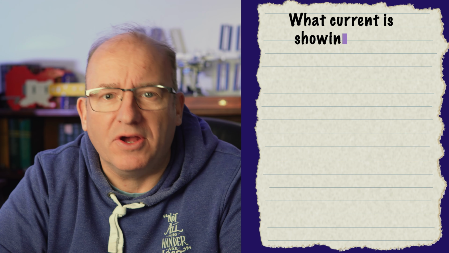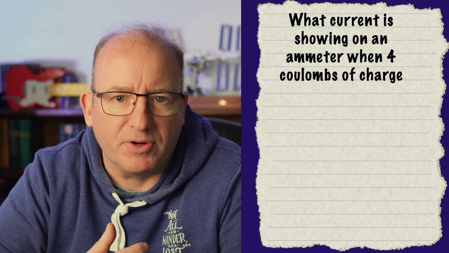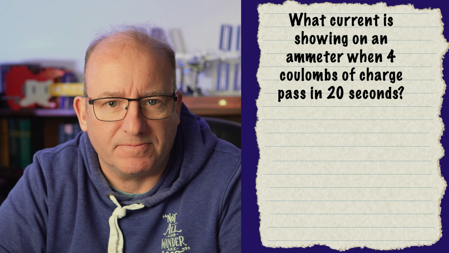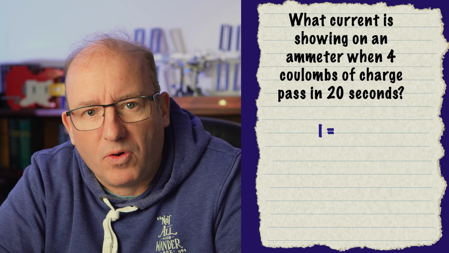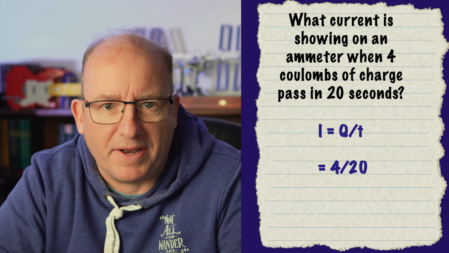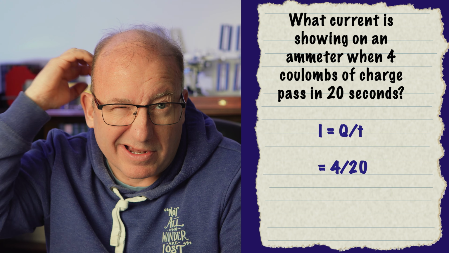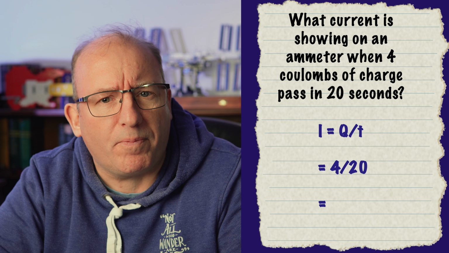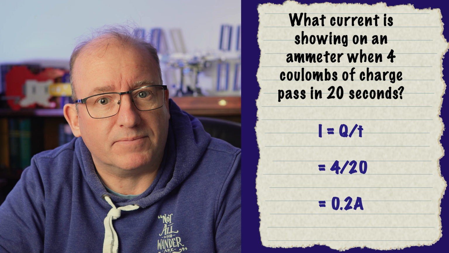Here's an example. What current is showing on an ammeter when 4 coulombs of charge pass through the ammeter in 20 seconds? Well, we get the total charge, 4, and divide it by the total time, 20. 4 divided by 20 is 1 over 5. That's 0.2 amps. Now, you may be somebody who likes to use the triangle. If you do, here it is.